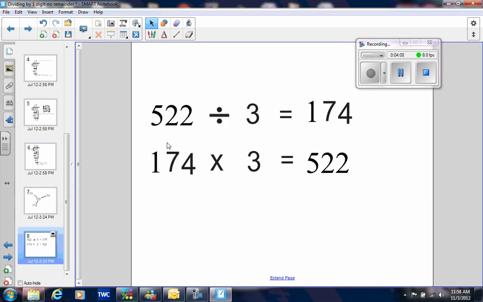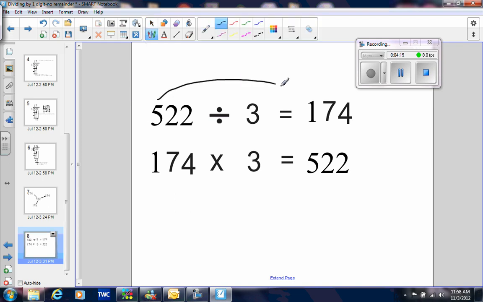Mathematically, this is a chance to see it right here. 522 divided by 3 is 174. If I'm dividing in this direction, I should be able to start with 174, go the opposite direction, and come back and do the opposite operation. In this case, multiply. And that's what you see here, 174 multiplied by 3 gives you 522, just the opposite of what we did up here. Alright, so this is dividing by 1 digit with no remainder.